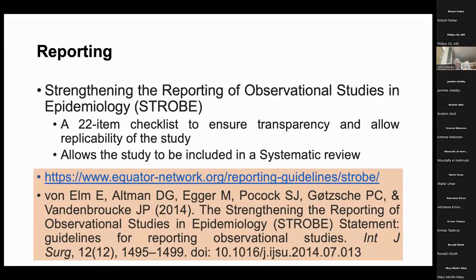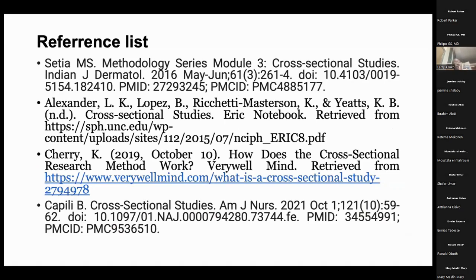But again, when people are looking for papers to include in systematic reviews, if it was reported according to STROBE, then your study will be used in a systematic review. So it is important to adhere to STROBE guidelines when reporting your study.